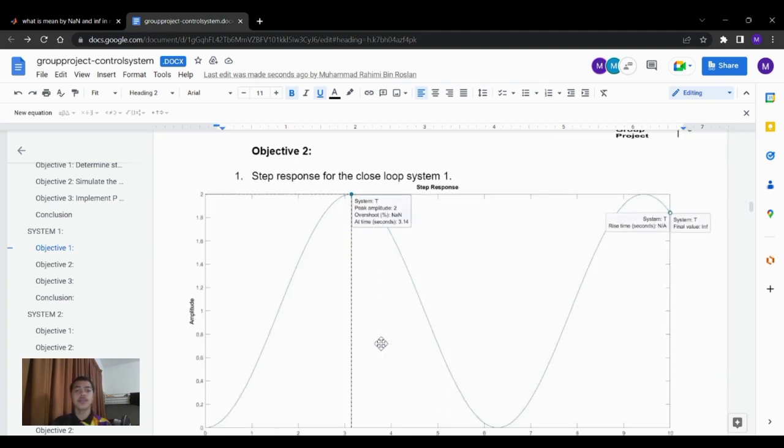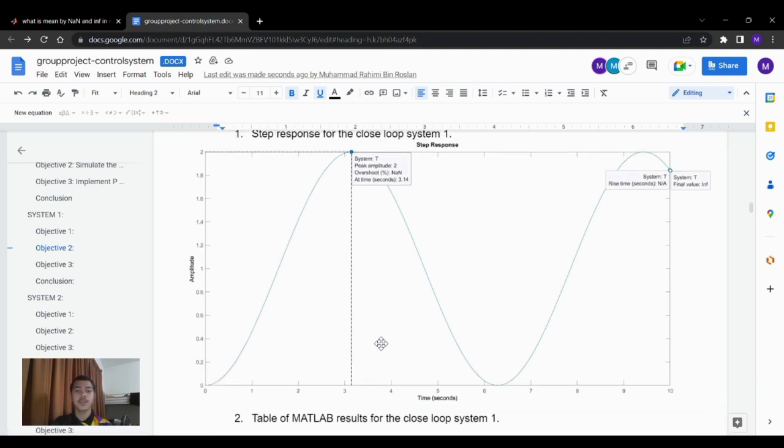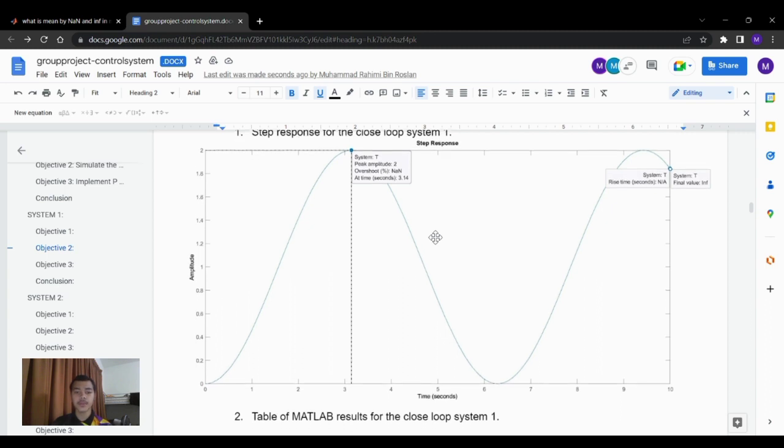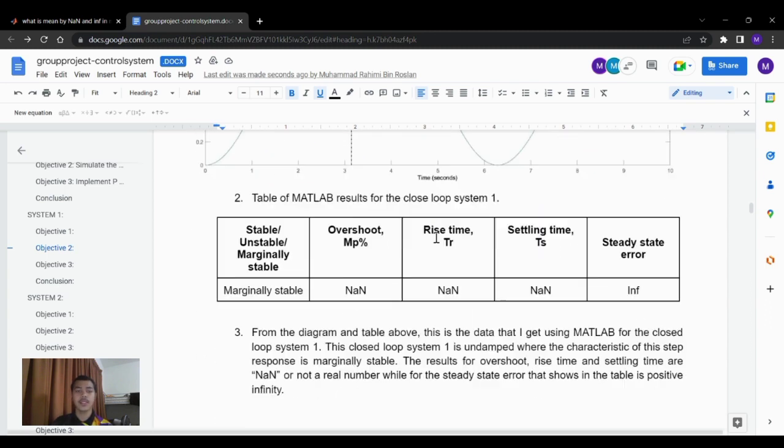Moving on to objective number 2. This is the step response for the closed loop system 1. I'm using the command window to get this step response. Next, this is a table of MATLAB results from the closed loop system 1.